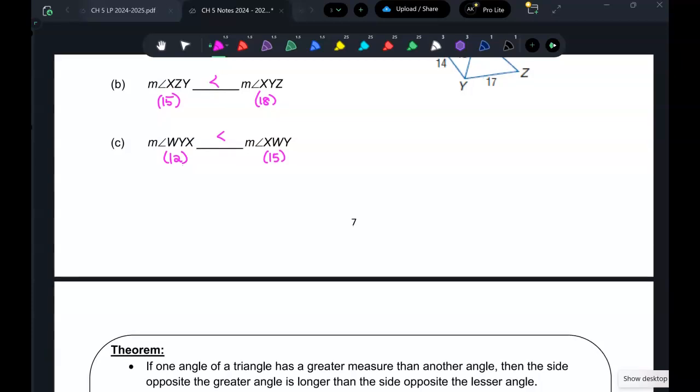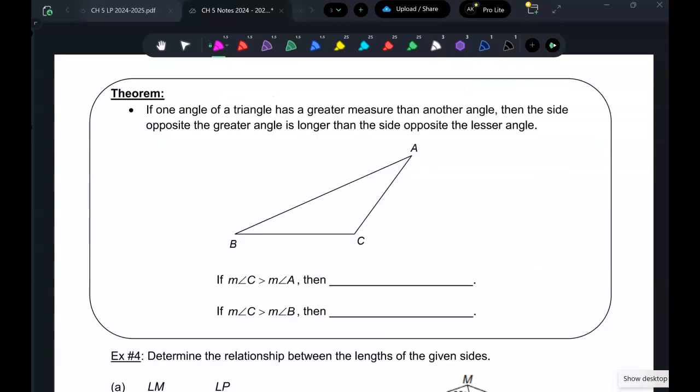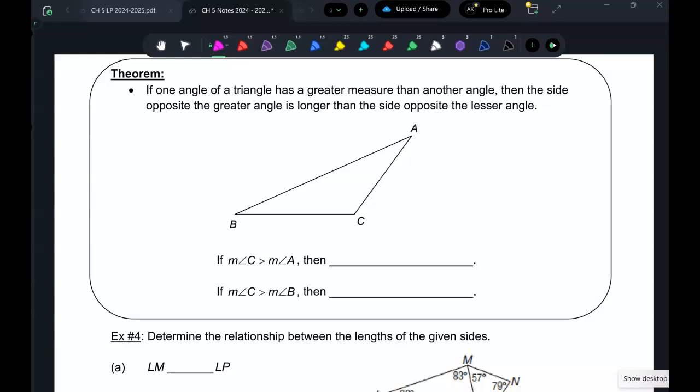Now we're going to go the converse. Is it okay if I just use this triangle? What if I gave you the angle measures? Let's say this was 100, this was 50, and this was 30. So AB is the largest. That would make 100 the biggest side, right? This would be the largest. The smallest one would be BC, and then this one would be in the middle.